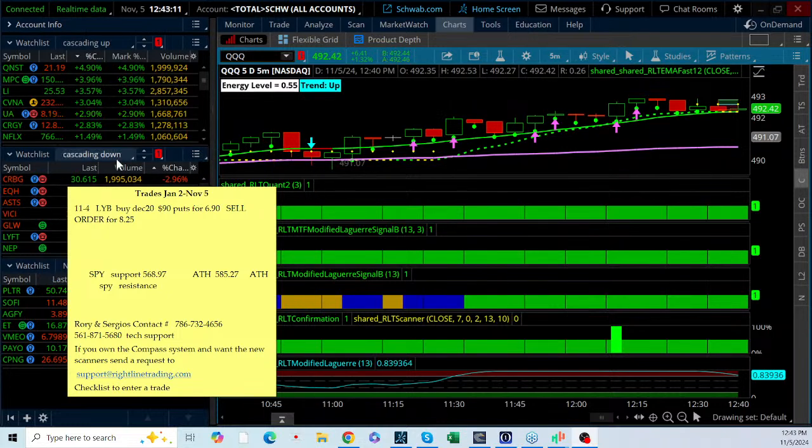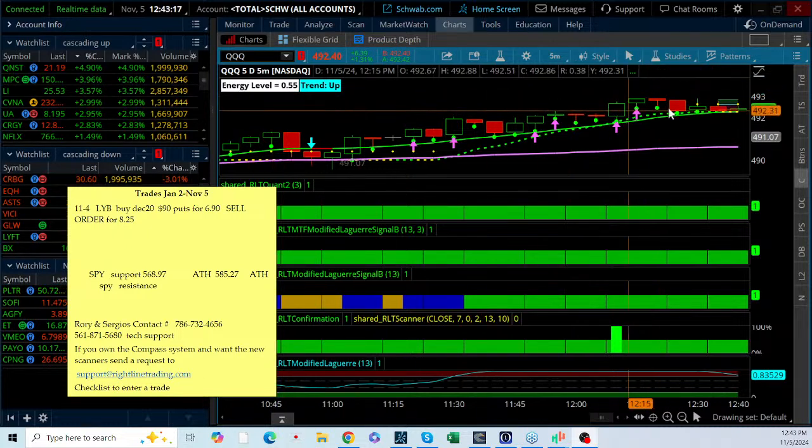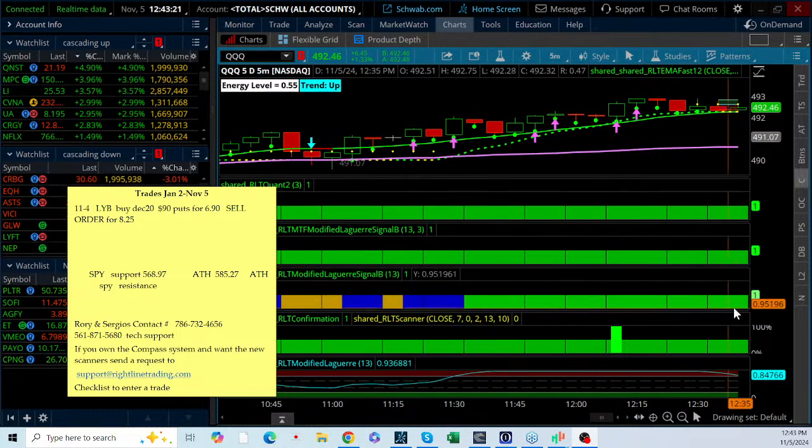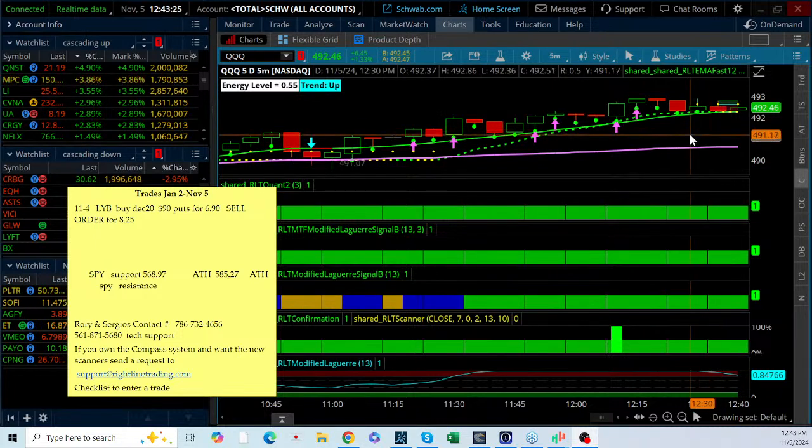Market's not really doing much here. SPY again needs to get through 576.19. Q's just moving sideways here off of the 15. 15 still green. The current time frame momentum still green, but not much movement. Low volume, very low movement in the whole market today.